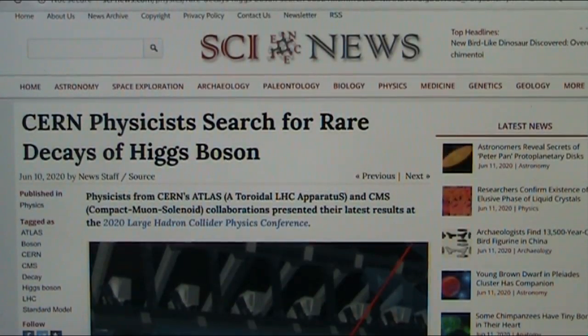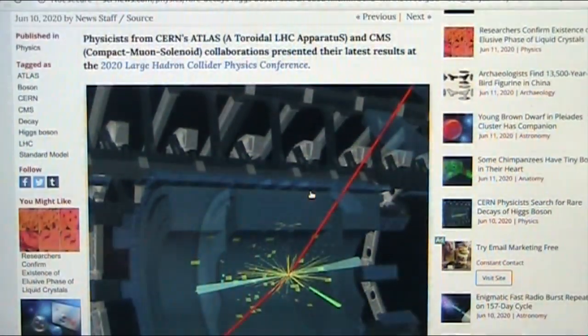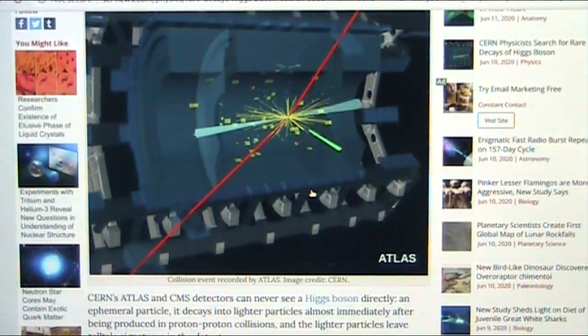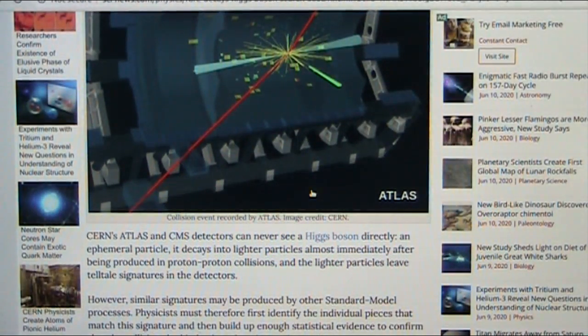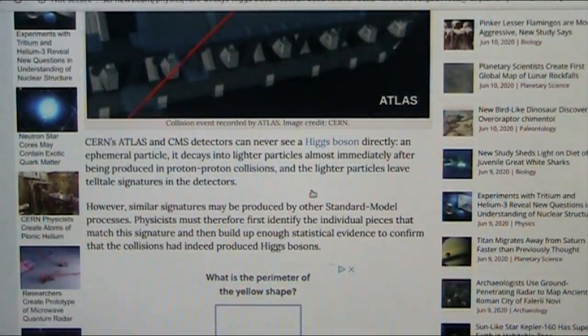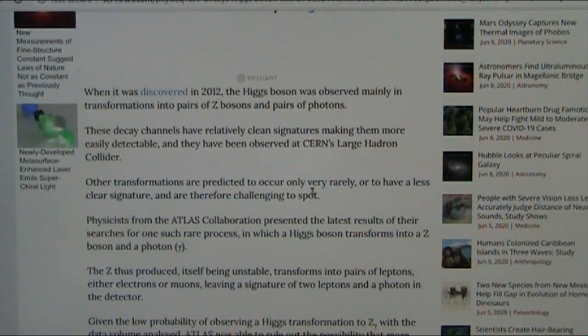Okay, the reason I'm doing this today is because CERN just put this out today about the search for the rare decay of Higgs bosons. We have found and discovered this long ago and tried to make them aware of this, and nobody will respond. They are using proton-to-proton collisions, gigantic particles. We're using light and we are seeing the real particles that they are looking for.